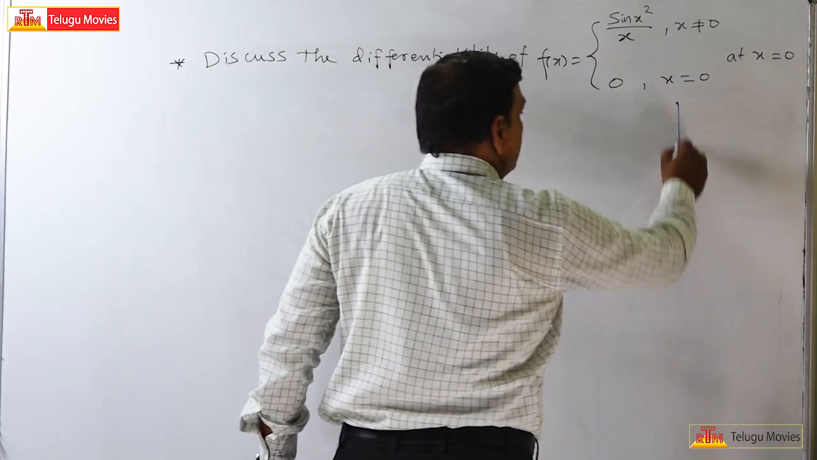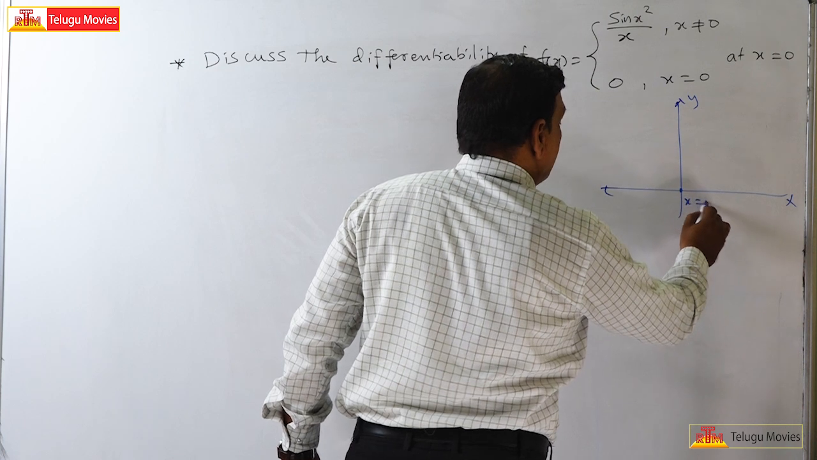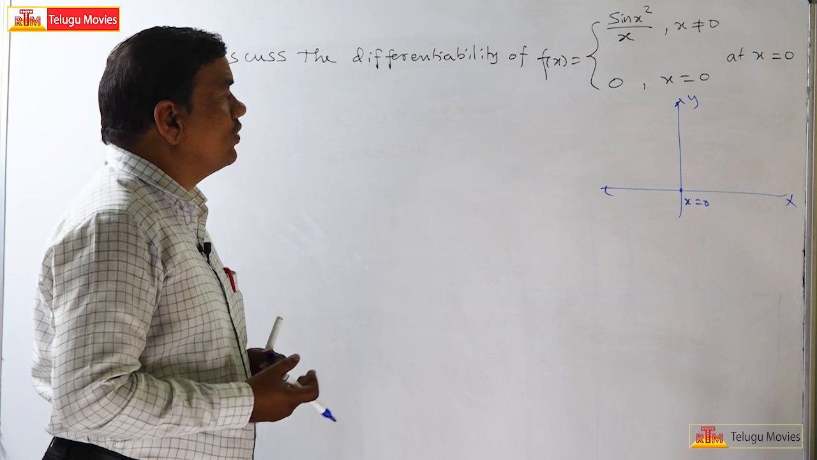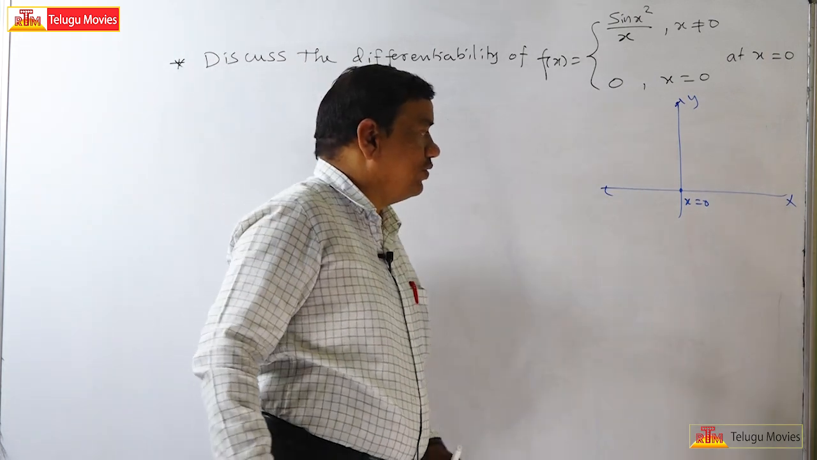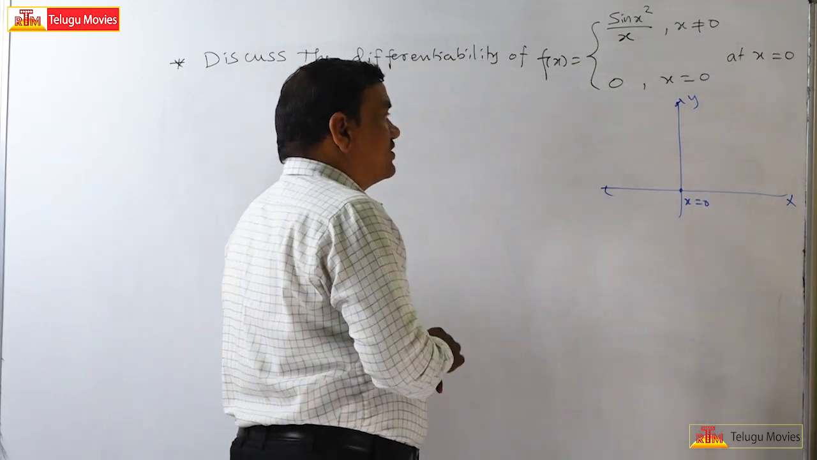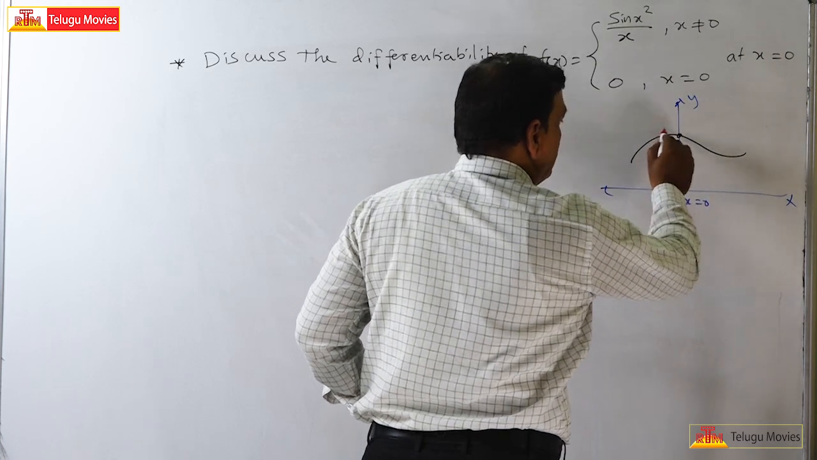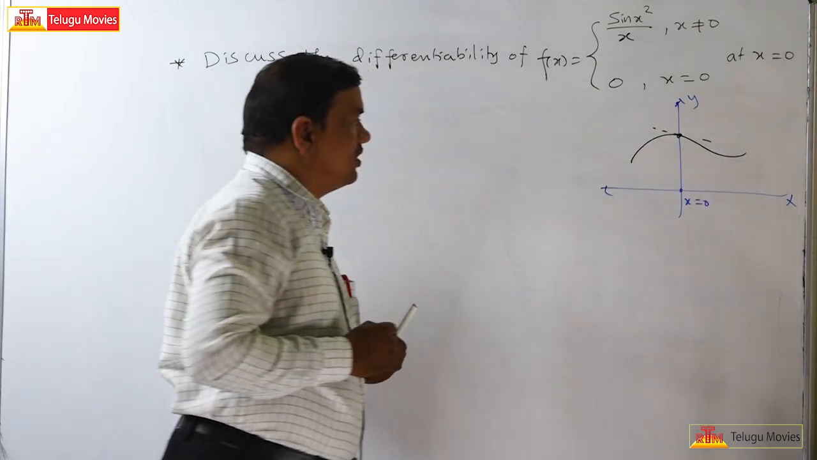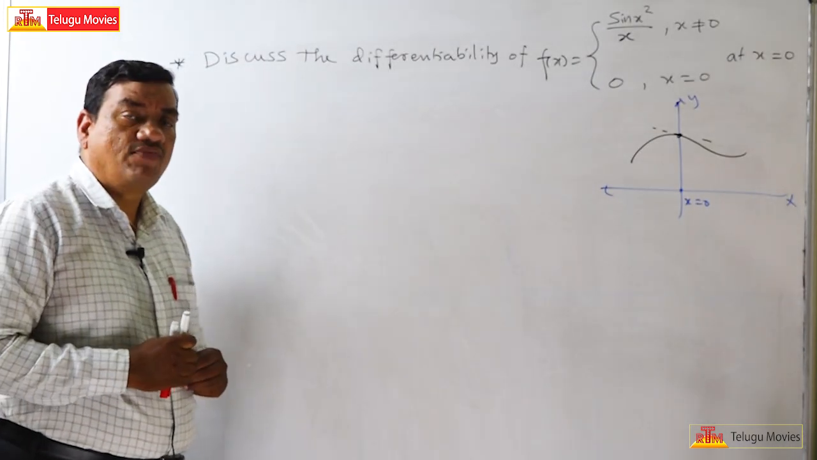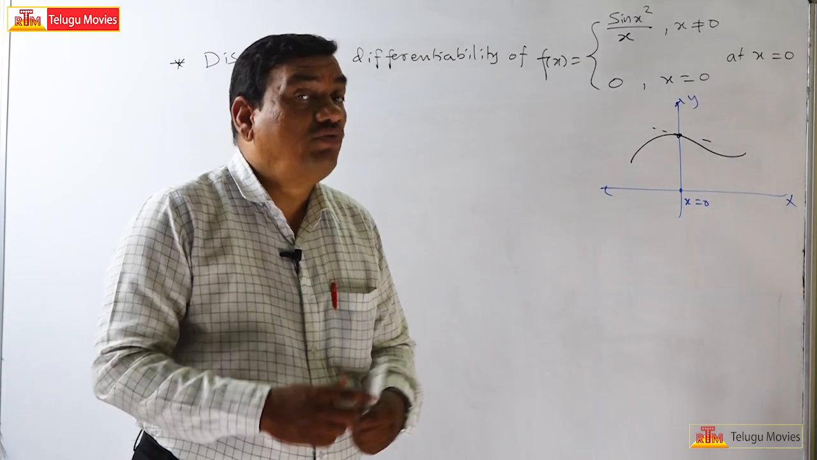That means, this is the x-axis, y-axis. x equal to 0 means the origin. We don't know the graph, so we have to check whether we are able to draw a tangent at the point x equal to 0. But we cannot draw the graph for this, so we will approach it theoretically, not practically.